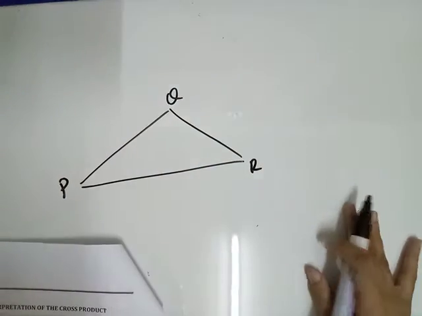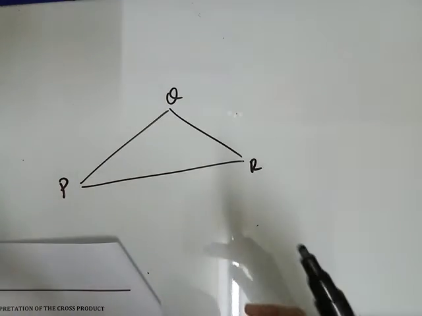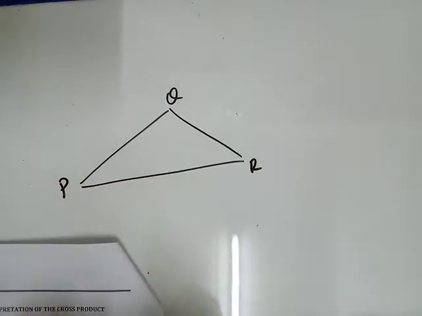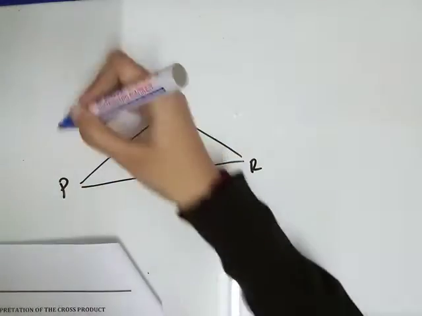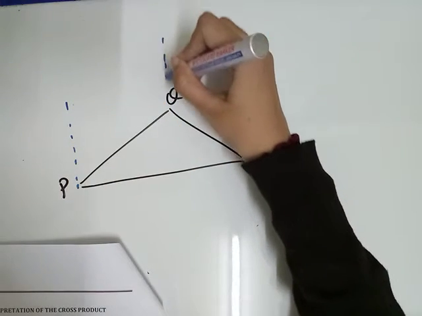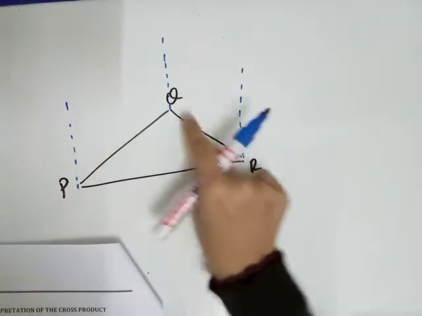So for example 17, find a vector perpendicular to the plane of P, Q and R. In example 17, it only gives points. Let's say this is point P, Q and R. So it wants us to find a vector that is perpendicular with this plane P, Q, R, which means orthogonal with this plane.